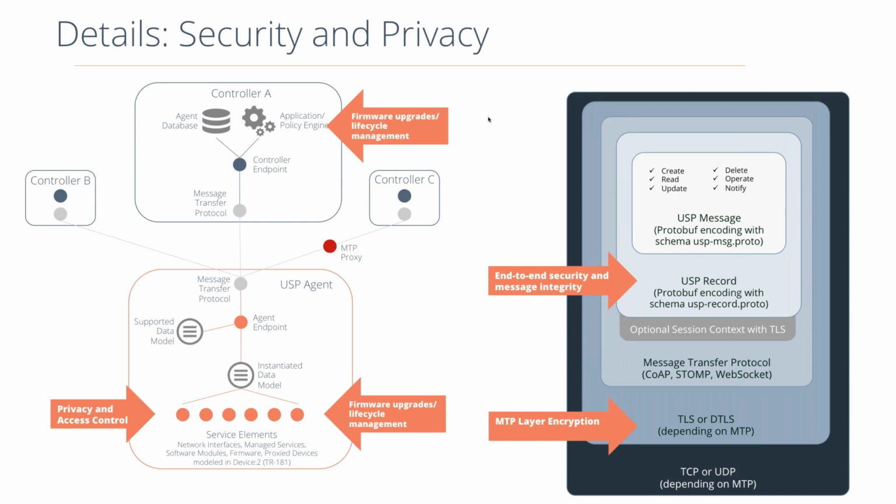On the left-hand side, you have your privacy and access control mechanisms. This ties very much into your service elements as it's tied into which portions of the data model need to be given access control to different controllers. On the right-hand side, you have your end-to-end security. This is where the USP Record comes in, and the optional session context with TLS. And then at the bottom right, again, the MTP layer encryption where we have TLS or DTLS, depending on which message transfer protocol is being used.